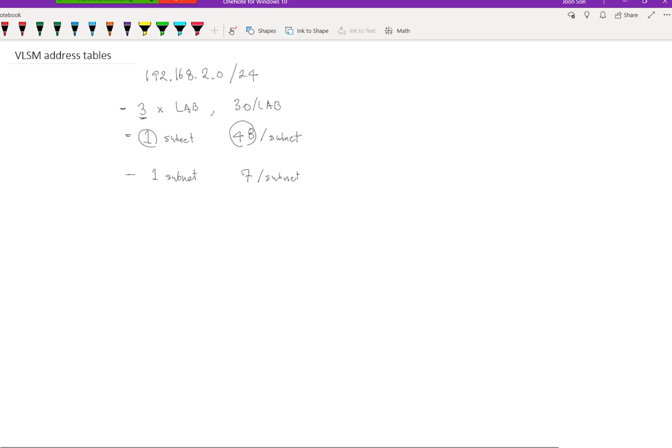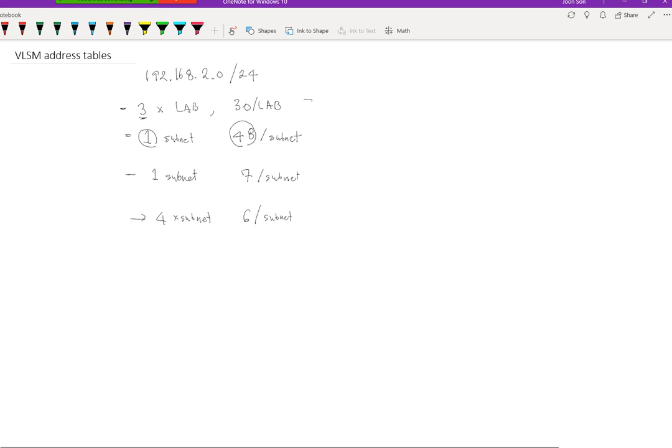And then plan for 4 more mini labs with 6 computers for each subnetwork. So the 4 mini labs means they need to have 4 subnets, with 6 computers for each subnet. Okay, so that's the requirements.